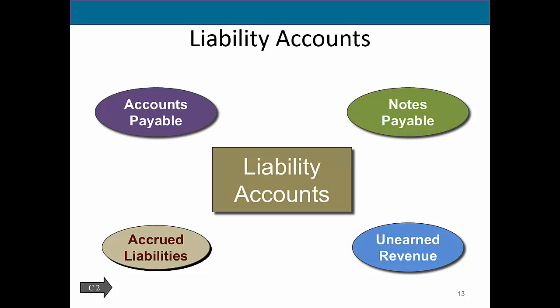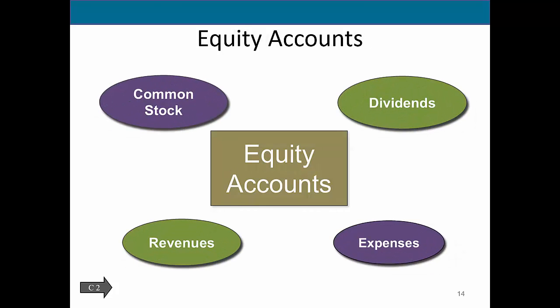Recall from Chapter 1 that equity is what is owed to owners after all liabilities have been deducted from assets. Equity is made up of common stock and retained earnings. Retained earnings is like a bucket that holds revenues, expenses, and dividends. If you want to remember how each of these account types impact equity, think about the steps you need to take to produce a statement of retained earnings. Revenues minus expenses equals net income. Net income increases retained earnings, and dividends reduce retained earnings.